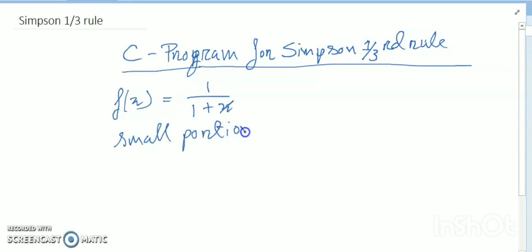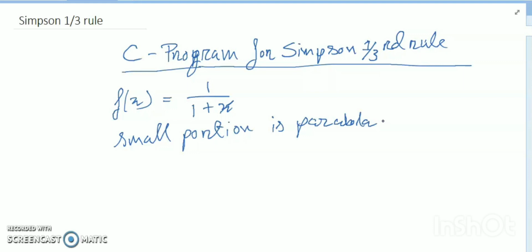The small portion is a parabola. The program follows the following steps for calculation of the numerical integral.